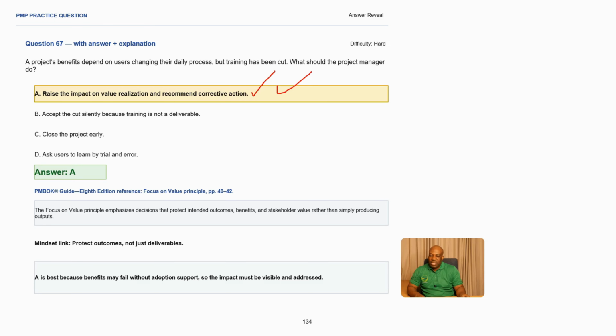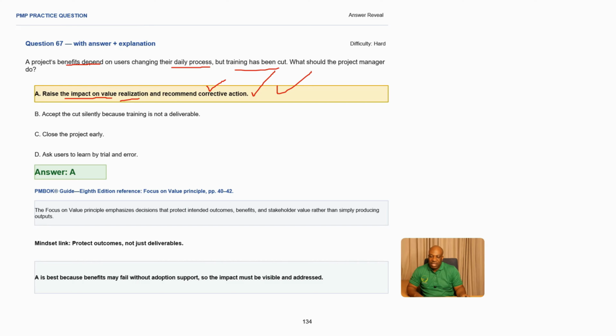You need to raise the impact on value realization, okay? And also recommend the action. Remember, the project benefit depends on users changing their daily processes, which means they're going to change what they've been doing all along. But training also has been cut. So you need to raise that in terms of value realization.